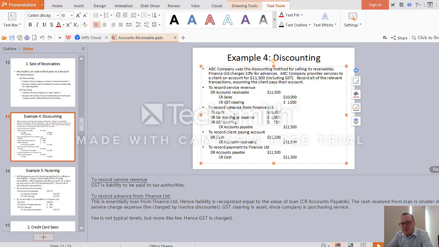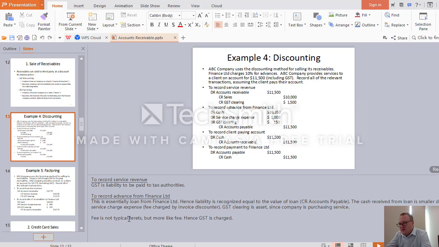So remember that it looks like a loan from the bank, and we know that there is no GST on interest or on any loans. But let's consider this service charge expense not as interest, but more like a fee. So therefore, in this case, we will be able to have GST attached. So please fix this word here, it's misspelled, it is interest.